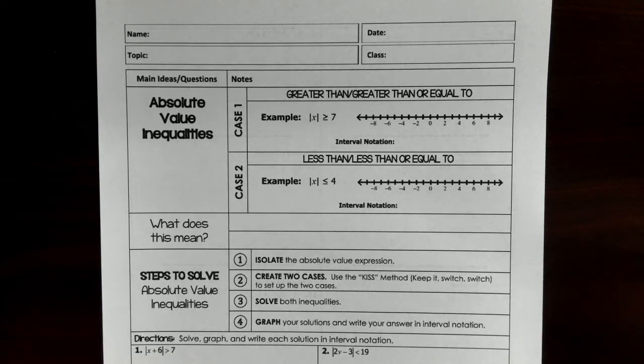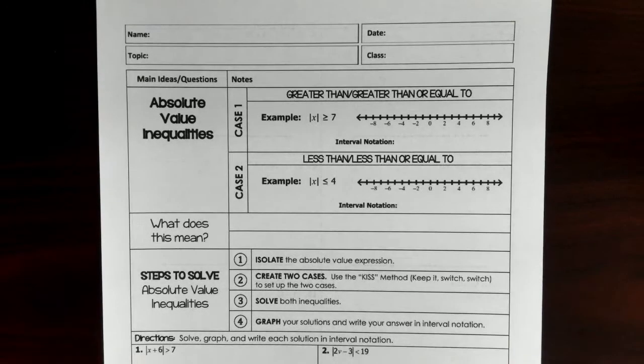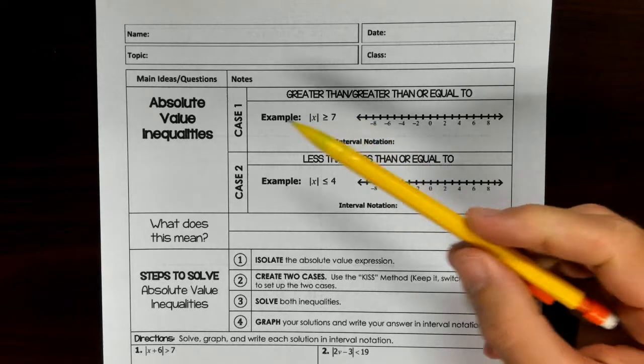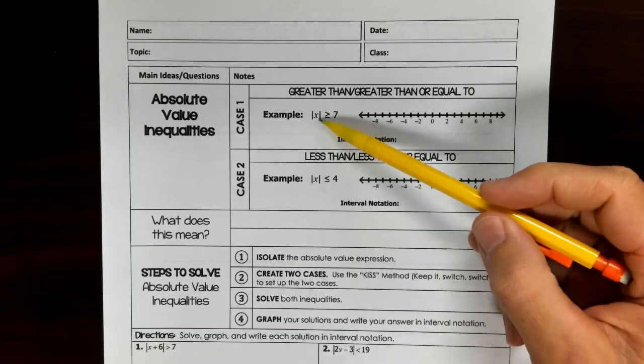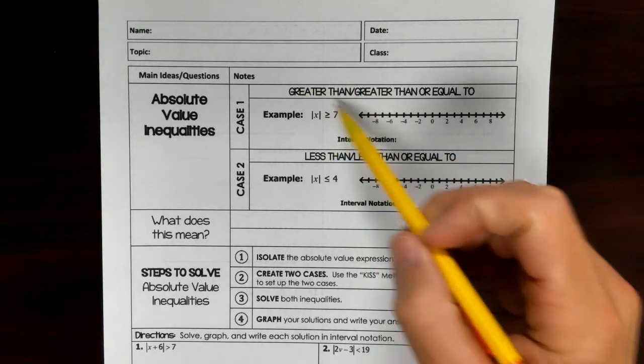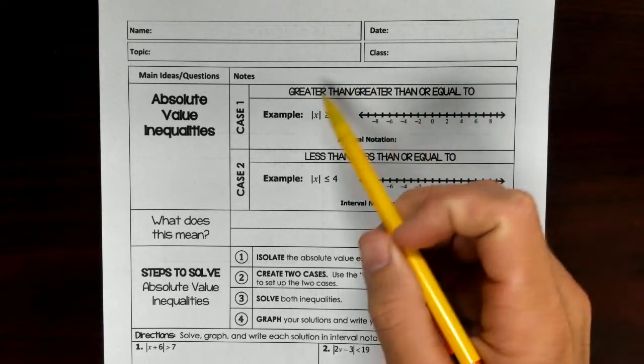Alright, peeps, let's look at absolute value inequalities today. Yesterday we talked about absolute value equations. Today will be inequalities. Looking at two cases: first, the absolute value of x is greater than or equal to 7. Case number 1, we're talking about greater than or equal to.